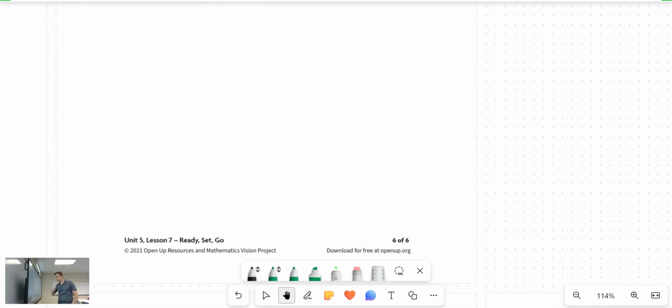Which in turn is the end, I believe, right? We scroll down. Yep, that's the end of Unit 5, Lesson 7. So, good work getting this far. I hope it was helpful.